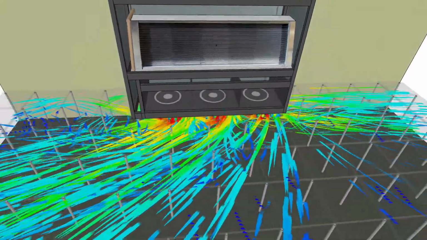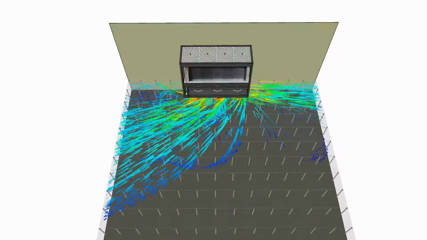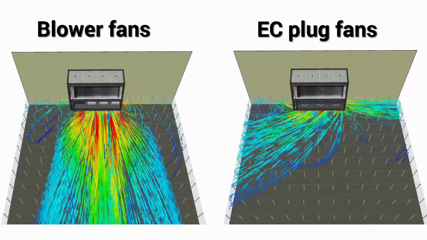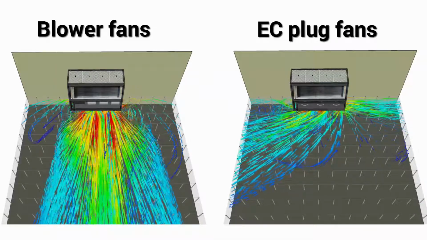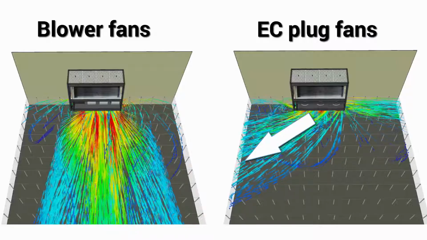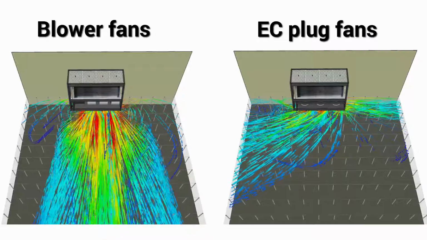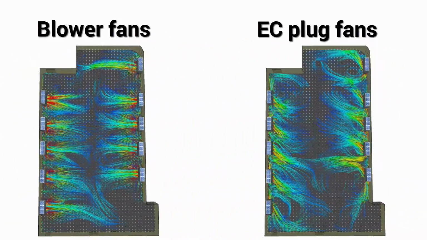The streamline results from the EC plug fan simulation show a different airflow pattern from the unit. When comparing side by side, it is obvious that the fans move the air in significantly different ways. The blower fans direct the air straight out from the cooling unit. On the other hand, the airflow from the plug fans is biased to the left in the direction the fans are blowing. There is also a dead zone that is not getting any air.